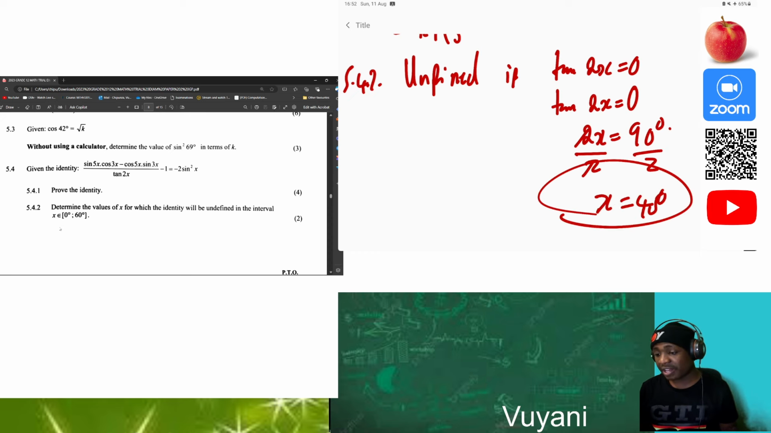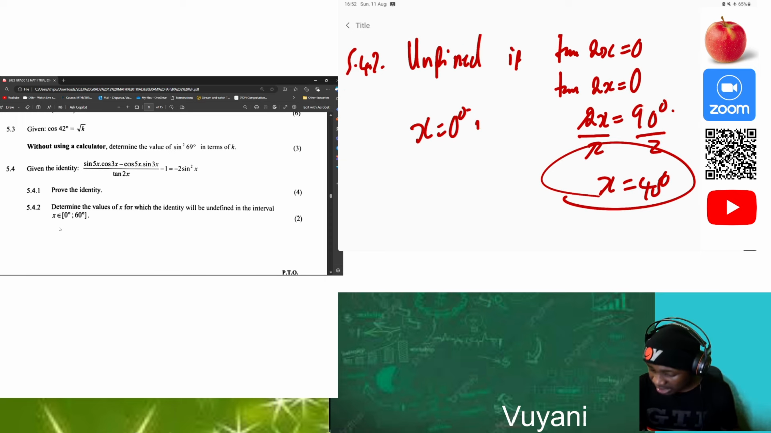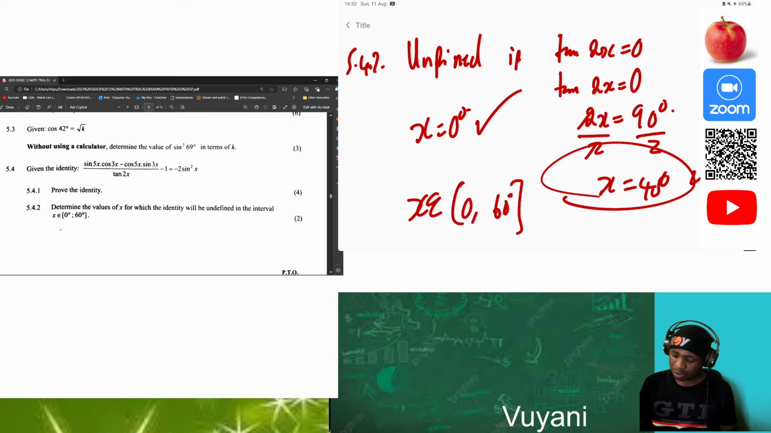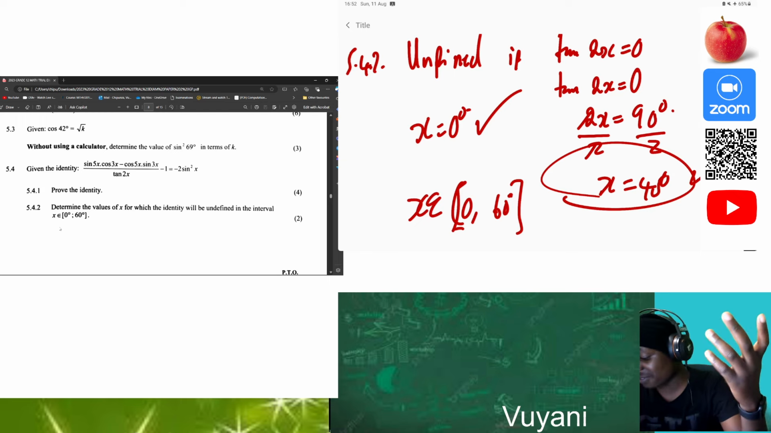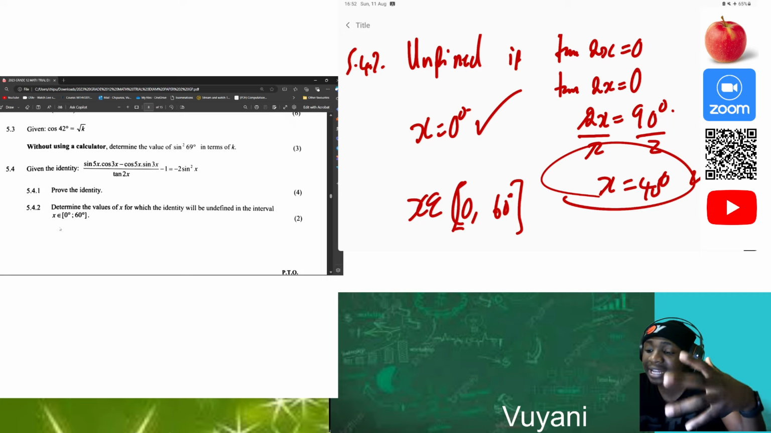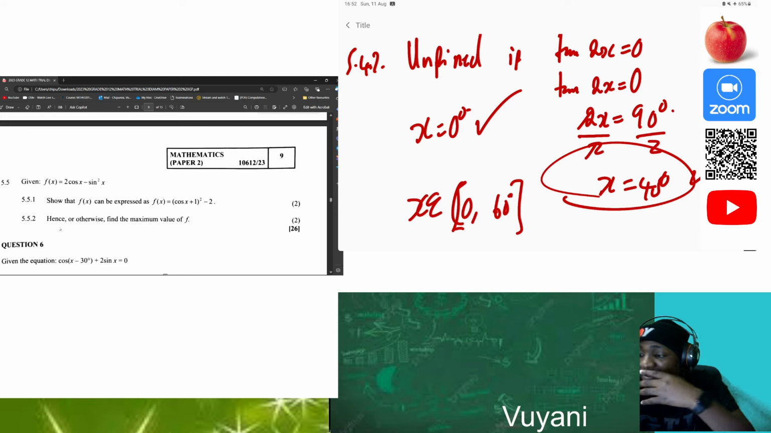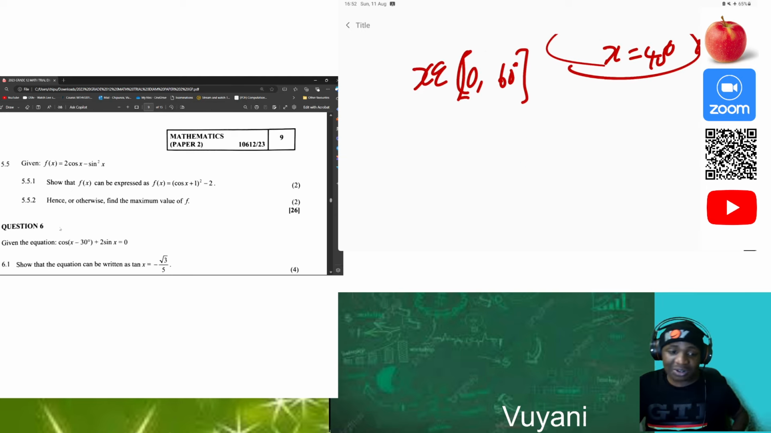So we can see that the value of x is equal to 45 degrees. And also x is equal to 0 degrees. So these are the two values of x which are in the interval x is an element of 0 to 60 degrees. So they won't be defined at those two values. Otherwise, you could have just said it's undefined when tan 2x is equal to 0. Then try to plot the function using your calculator so that you can get the coordinates at which it's going to be undefined, so that you can have the proper answer. Now, let's look at 5.5.